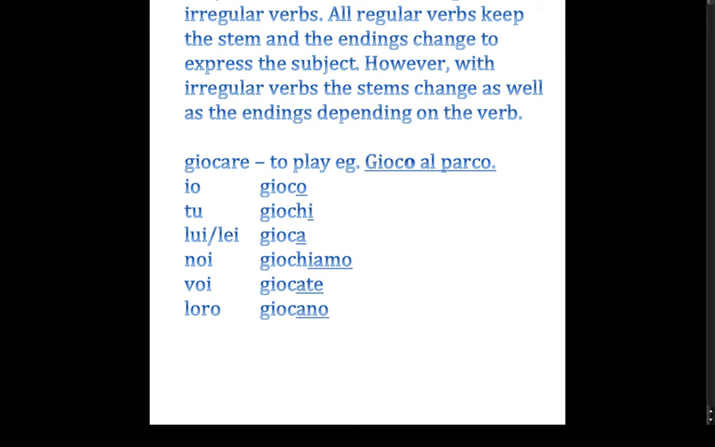So this sentence up here shows that I am playing in the park. Gioco al parco. If I want to say he or she is playing in the park, this ending will need to change to "gioca al parco." So your infinitive verb, giocare, doesn't show subject or time. Then your conjugation, so the way you change the verb, shows the subject and the time. So your subject here is he or she, and your time is the present tense.